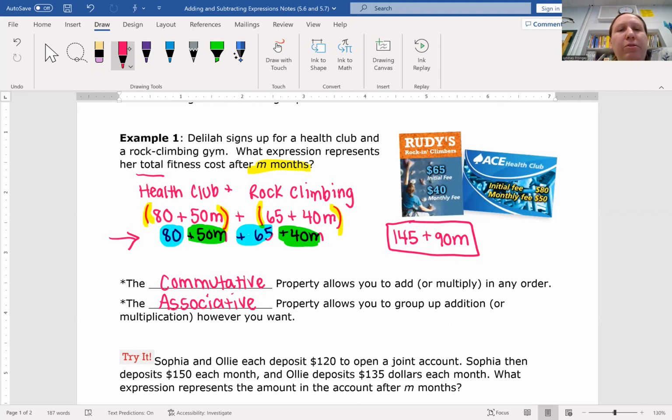Like I can do it in whatever order, but also I'm grouping together my 80 and my 65. I'm grouping together my 50M and 40M. We just don't write it out like that because it's kind of a waste of time. But that's really what's happening here. We can add our terms in whatever order we want. We can group them up however we want, as long as it's just addition, or just multiplication, even though we're not dealing with that right now.